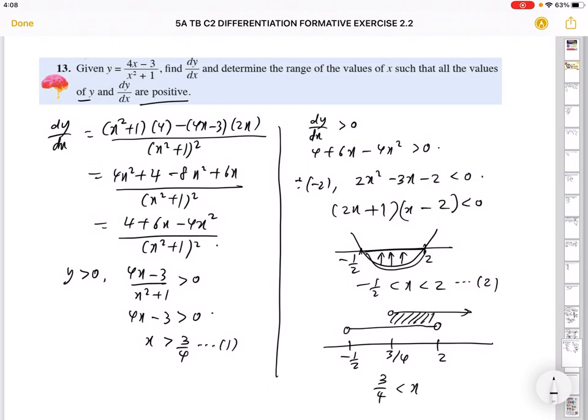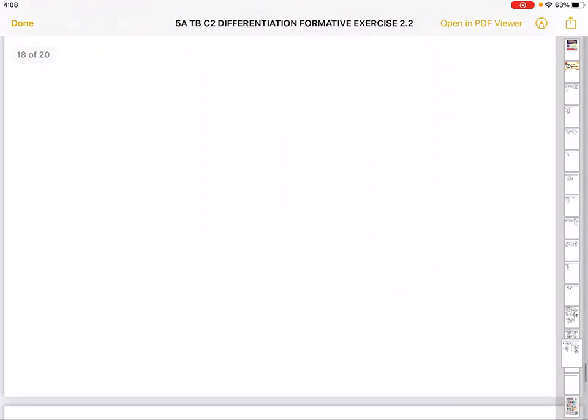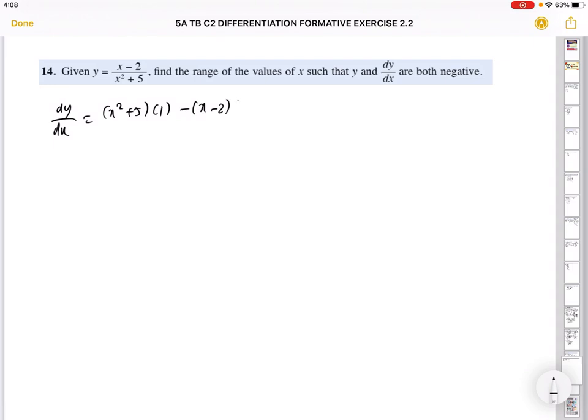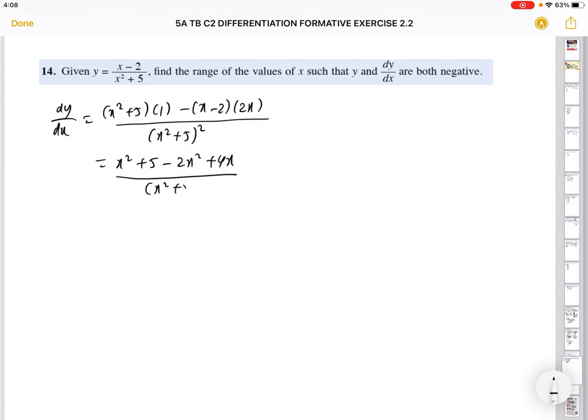Okay, I think we got one more to go. Question number 14. Yes, this is the last one. And this is rather similar to number 13. So we have to differentiate first. V u prime minus u v prime over v squared. So when you expand, you get x squared plus 5 minus 2x squared plus 4x divided by x squared plus 5 squared. You're finding the range of values of x such that dy dx and y are both negative.